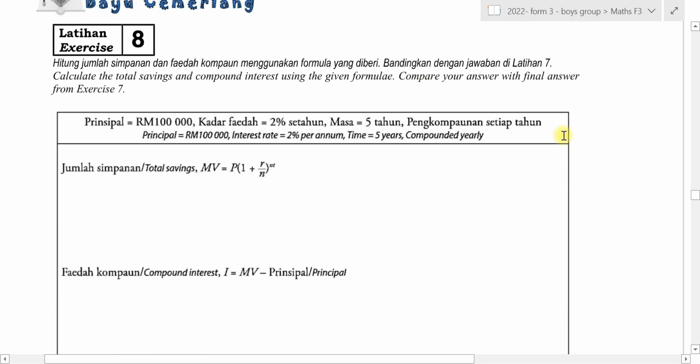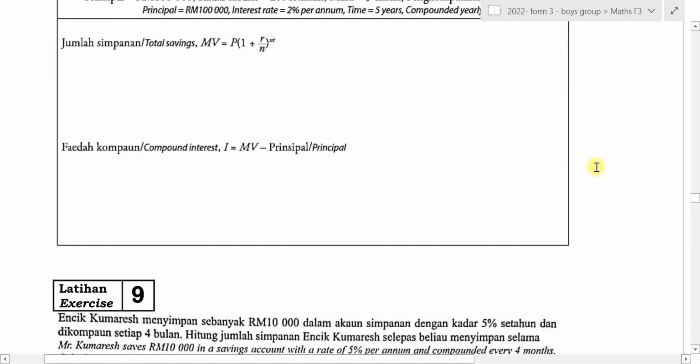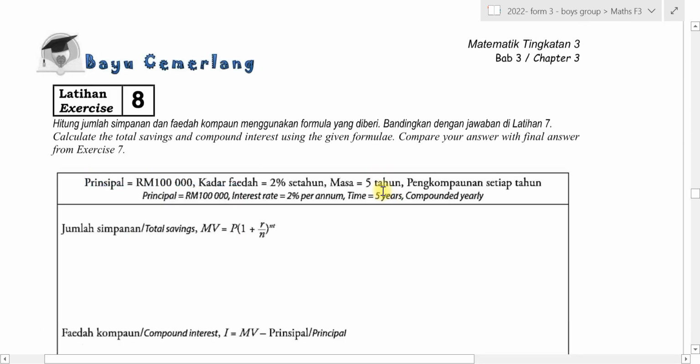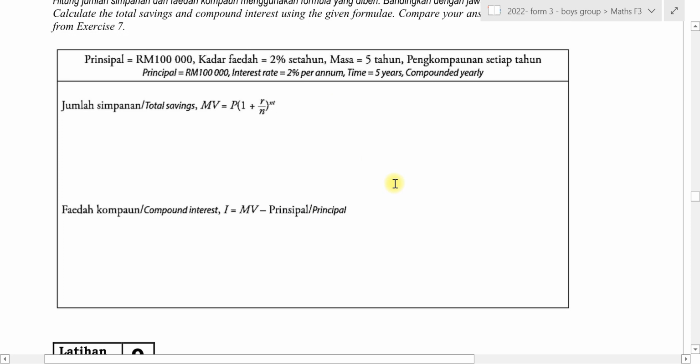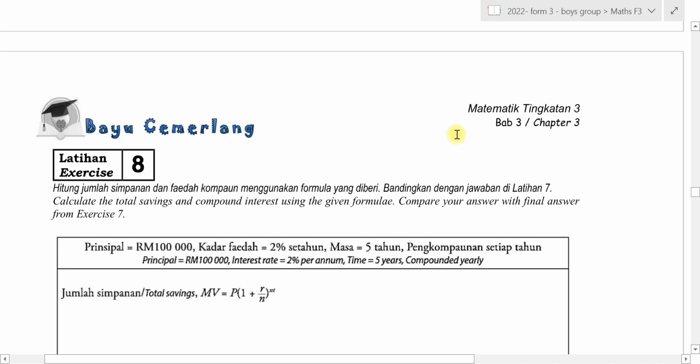Now, whatever we found here, we want to use the formula to calculate. Maturity value is equal to P times (1 plus R over N) to the power NT. This is the formula. Everyone knows what is P, what is R, what is T, right? But what is N?